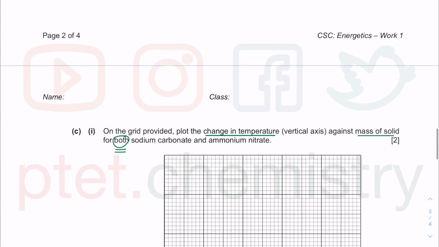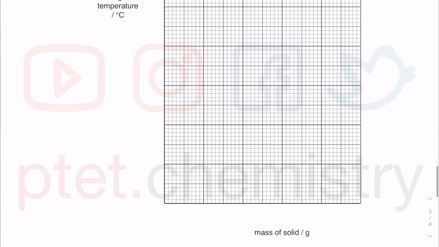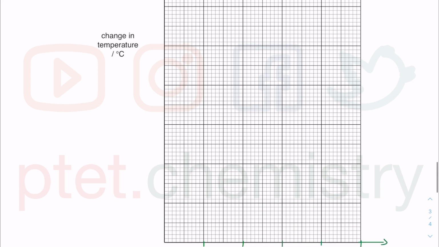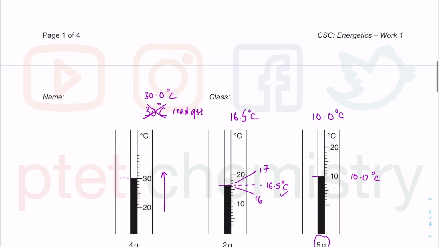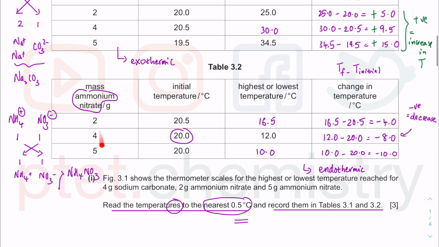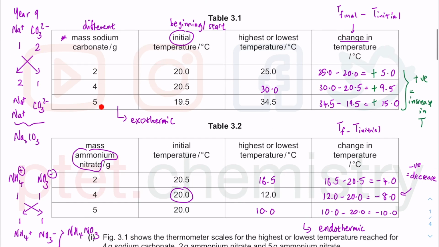So you will have your graph. You need to know how to plot a graph, yeah, okay? So they haven't provided you the axis on the x-axis. So I'm just going to draw it like this. So I have 0 and then 1 and then 2 and then 3 and then 4 and then 5. Let me just double check that this covers all the masses that I need for the ammonium nitrate. Yes, it does. 2 to 5, 2 to 5 there.